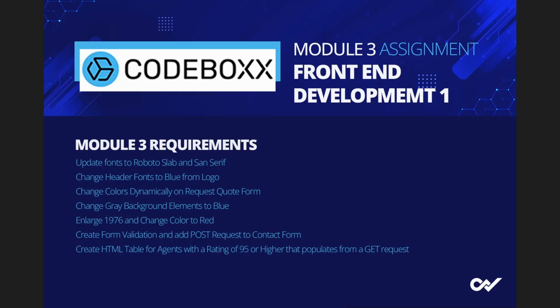Change gray background elements to be blue. Enlarge 1976 and change the color to red throughout the site. Create form validation and add post requests to the contact form. Create an HTML table for agents with a rating of 95 or higher that populates from a GET request. All right, stay tuned. I'll be going over these things with you momentarily.